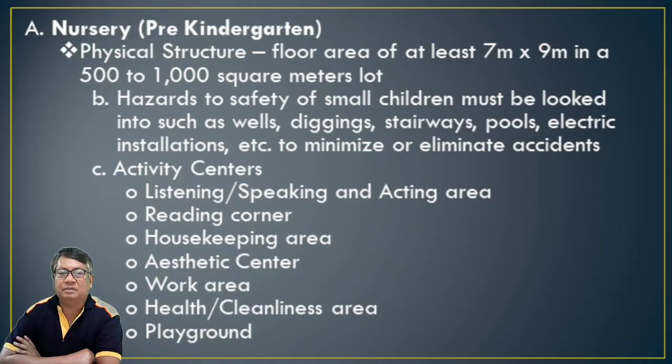Safety of small children must be looked into, such as wells, digging, stairways, pools, electric installations, etc., to minimize or eliminate accidents. So, be careful with all these hole diggings, wells, or stairways. You should provide railings for these stairways, and for swimming pools and the rest of the electrical installations. Minimize that, and any other hazardous facilities or hazardous equipment along the classroom of this nursery.